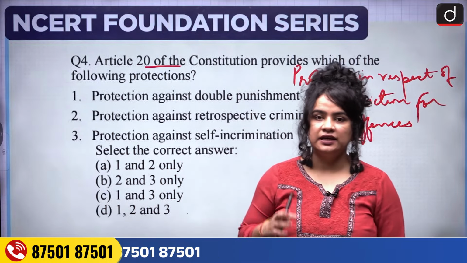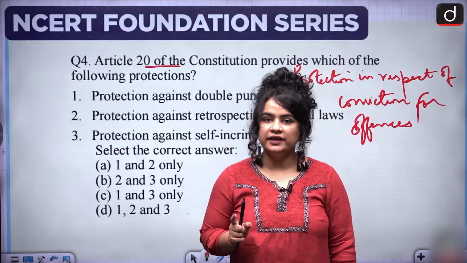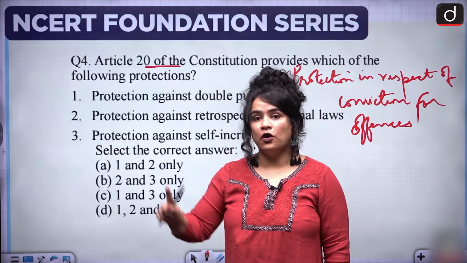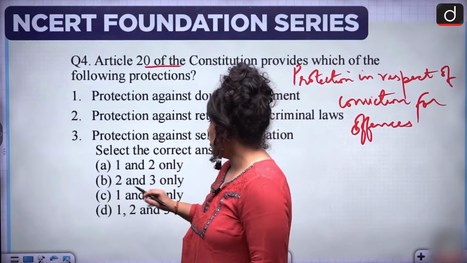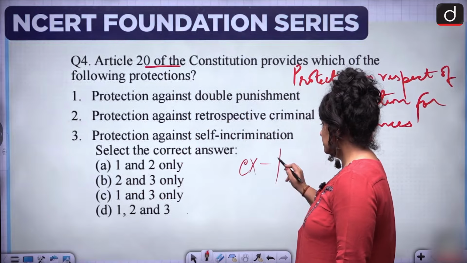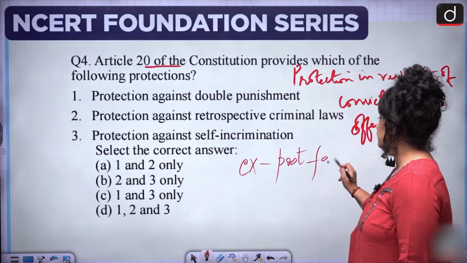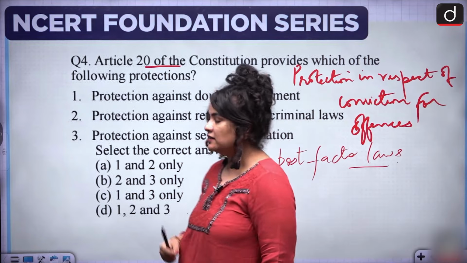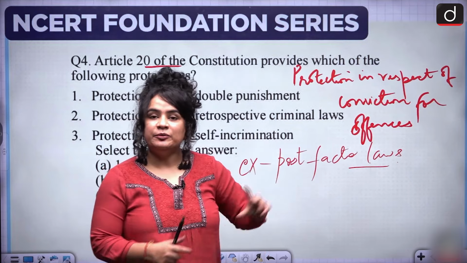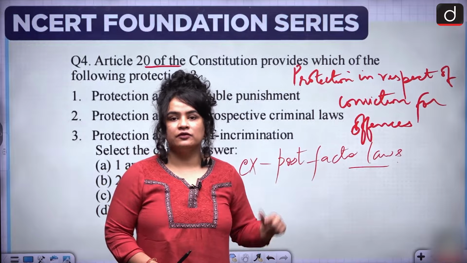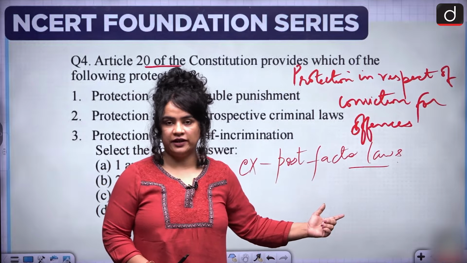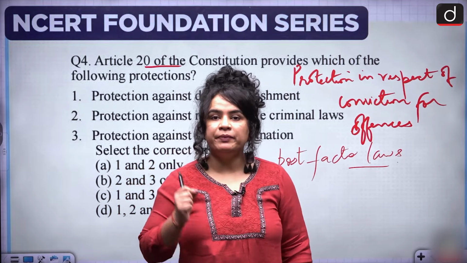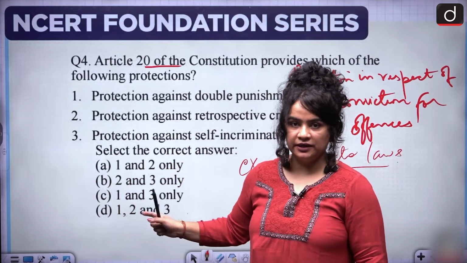Now this contains 3 categories. One is that you cannot be convicted for an offence from a back date, which means you cannot be convicted for ex post facto laws. So if you committed a crime in 2024, any law that criminalizes that act in 2025 will not hold you guilty of that crime, which means you cannot be punished from a back date. Also, you cannot be punished more than is prescribed in the law.